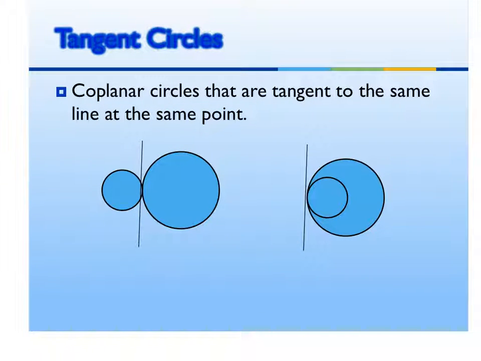Next slide. Coplanar circles that are tangent to the same line at the same point. So these are tangent circles, and they're all tangent to the same line at the same point. Notice this point of tangency is right here, and then this one's in between them. Both circles on both figures are in the same plane and tangent to the same line. Here's the tangent line, and the point of tangency is the dark circle.